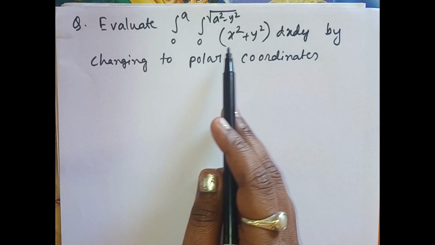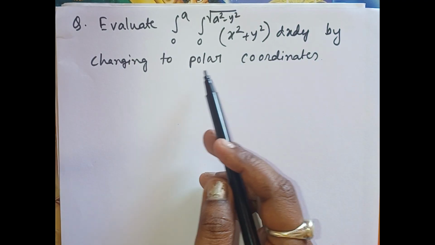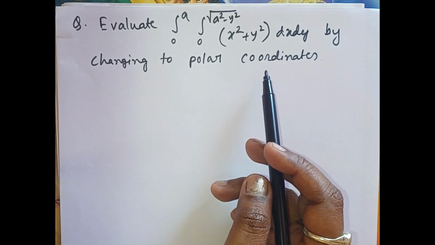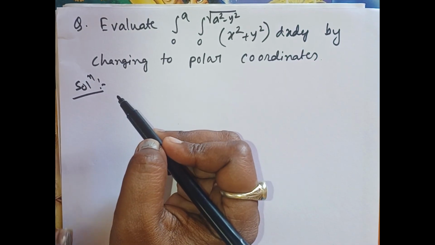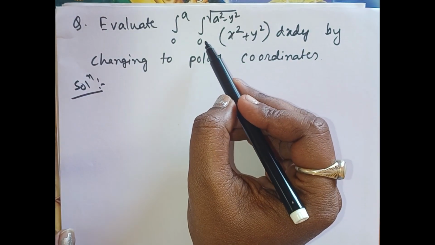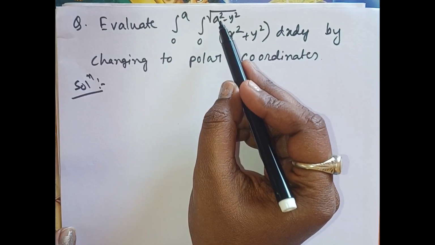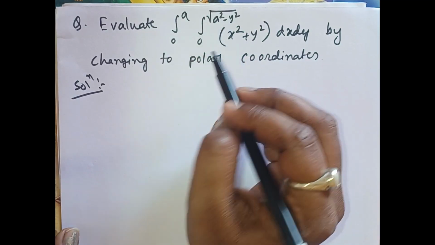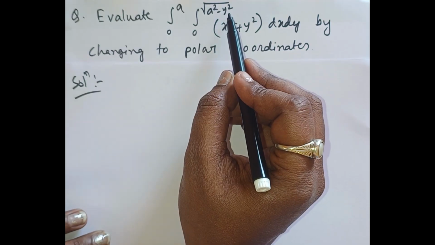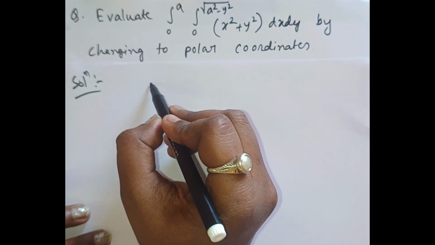Evaluate integration 0 to a, 0 to square root of a square minus x square plus y square dx dy by changing to polar coordinates. So let's start the solution. You can see that we have the limits including y. So this is obviously limit for x, because also dx is written in the first. So this is a limit for x.